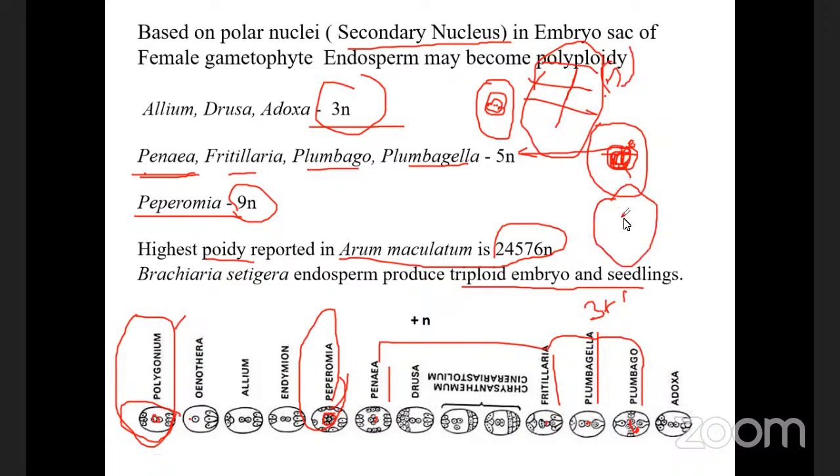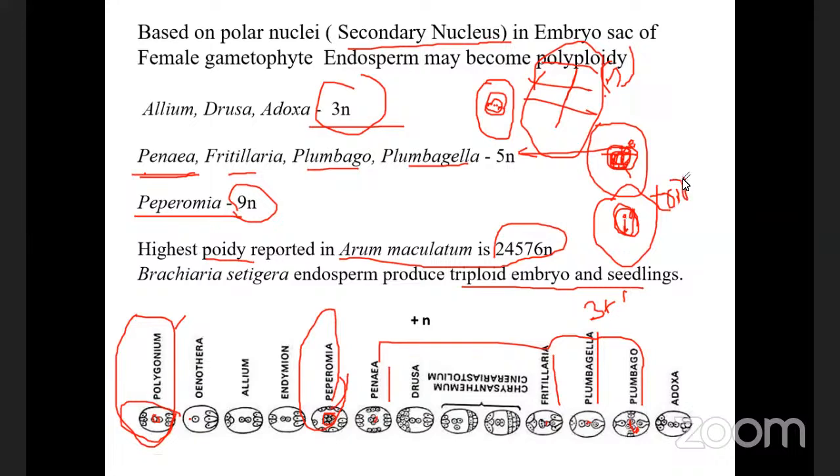Why? The second male gamete fuses with the diploid polar nuclei. That's why three nuclei fuse. That's why we call it triple fusion. Endosperm formation in angiosperms takes place by which process? This question was asked in a competitive exam. Which process is it? Triple fusion in double fertilization. In angiosperms, double fertilization takes place.